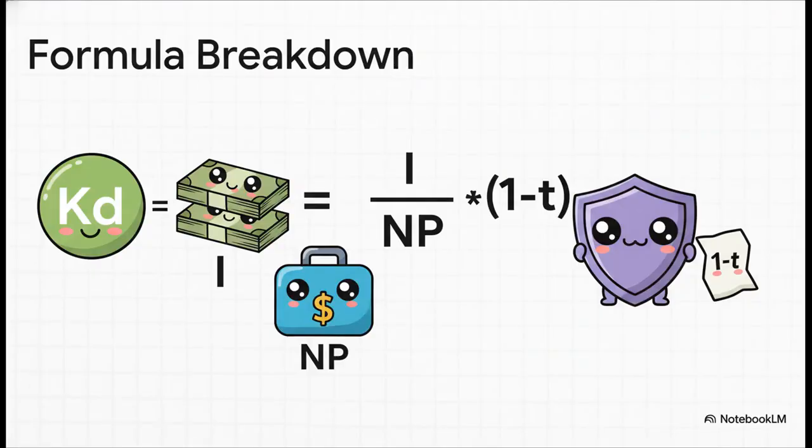Let's break this down piece by piece. I is simply the annual interest payment. T is the corporate tax rate. That little 1 minus T part, that's our tax shield doing its magic. And NP stands for net proceeds, which is the actual cash the company gets in its hands. It's not always the face value, because sometimes there are issuance costs.